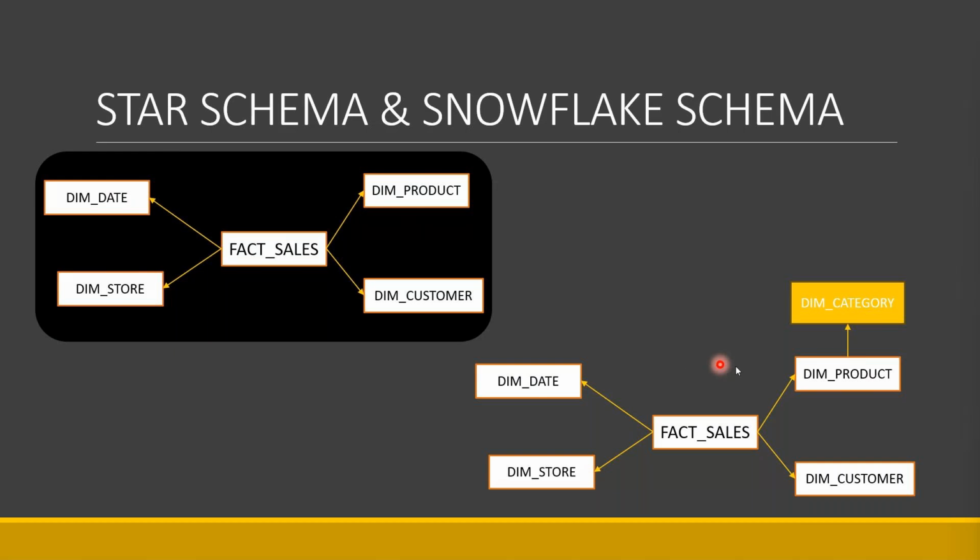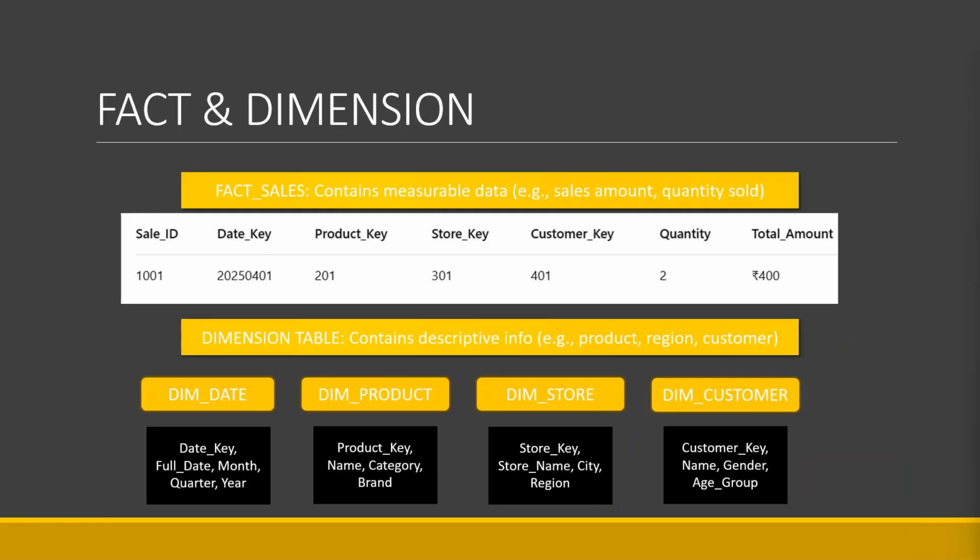dim category? Yes, dim category is referring from product. Basically, let's say in the previous slide, this dim product has product key, name, category, and brand. This was our initial set of columns present in a dimension_product table.